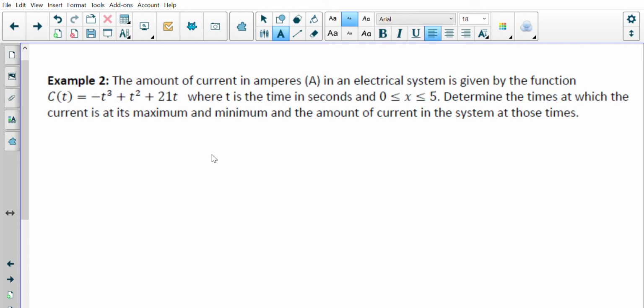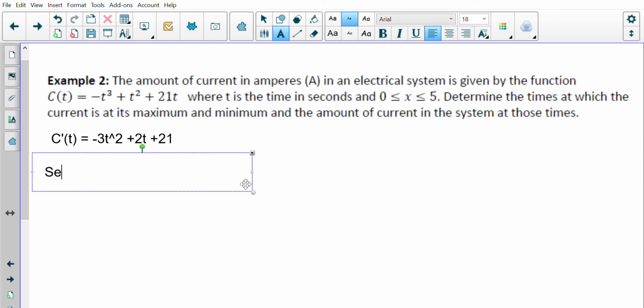All right, so let's see here. We have our function, and I'm going to find c prime of t, find out where we have potential max or min values. So again, I'm going to take the derivative, so I'm going to have negative 3t squared plus 2t, and then plus 21. All right, so now I'm going to set that derivative equal to 0.